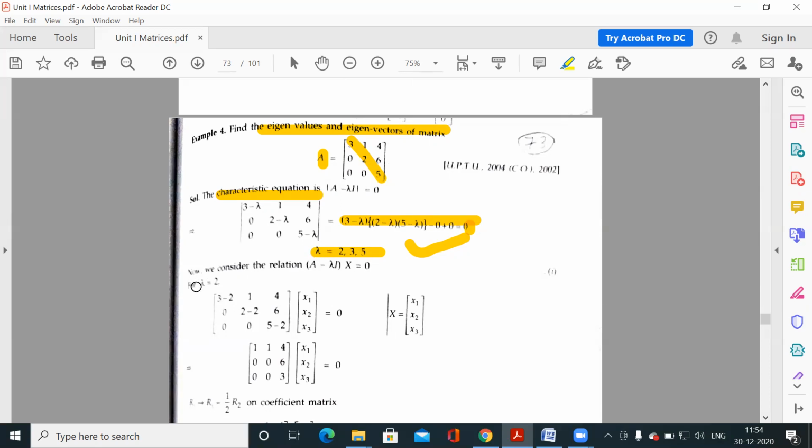Suppose we are solving this for the first eigenvalue, lambda equal to 2. How do we find the eigenvector corresponding to any eigenvalue? I told you that we have to find those values of lambda for which this homogeneous system, (A minus lambda I) x equal to 0, has a non-trivial solution.